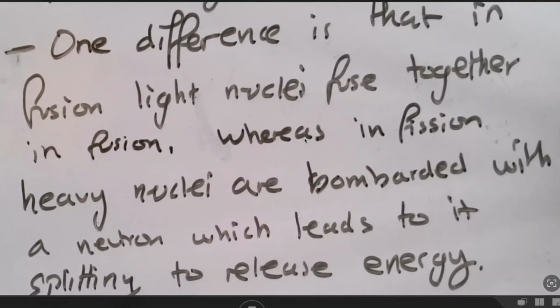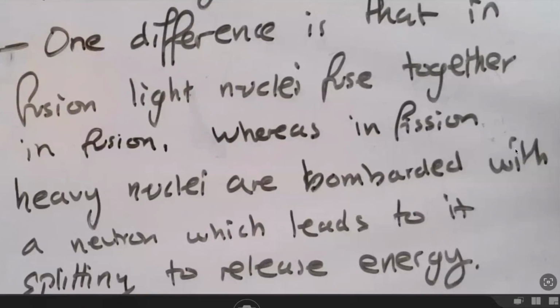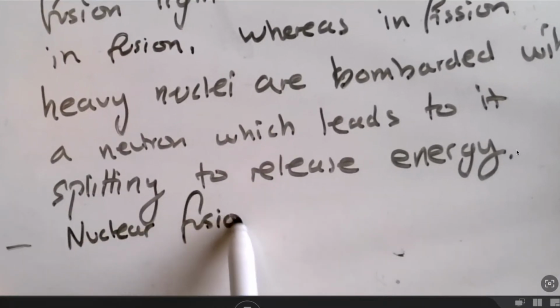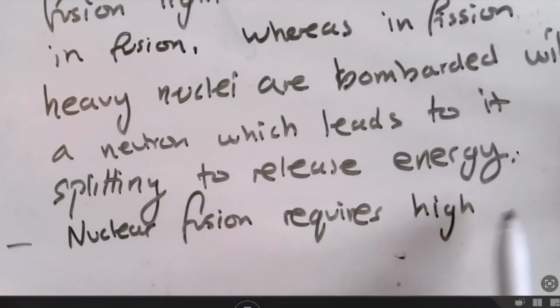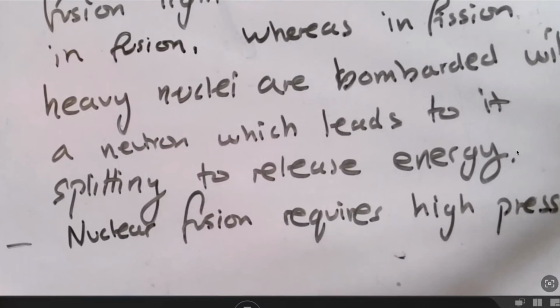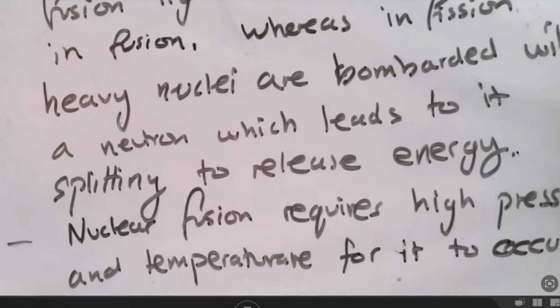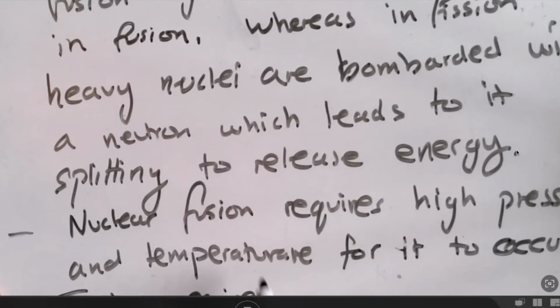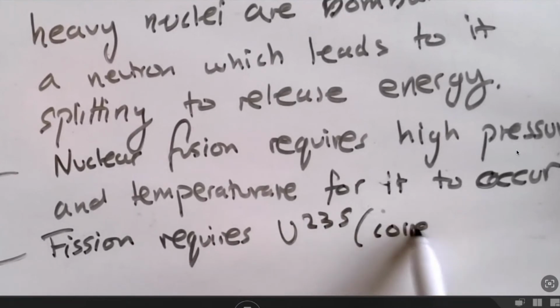Now, obviously, this is a 7-mark question. So I need to also state the conditions required for each process to occur in a sustained manner. So I'm going to say nuclear fusion requires high pressure and temperature. And I'm going to say fission requires uranium-235. So we want the correct isotope.